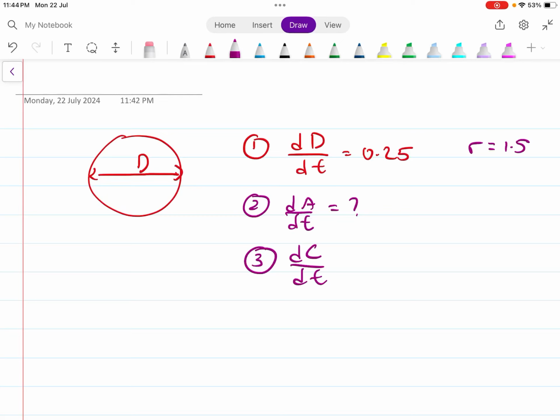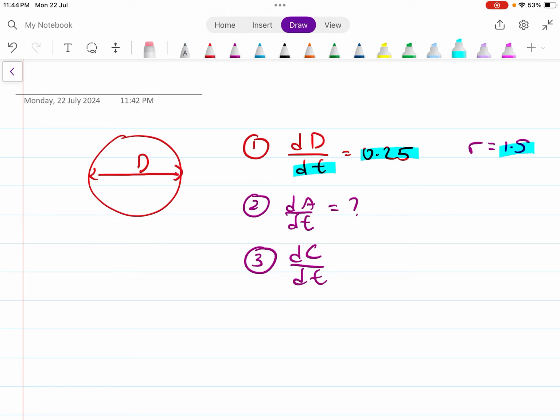Alright, let's go through this question. Question 1: we have a circular ink block that is expanding such that the rate of change of diameter with respect to time is about 0.25 centimeter per second. So it's as good as saying dD/dt is equal to 0.25. Find the rate of change of both the circumference and the area of the circle with respect to t when the radius is 1.5 centimeter, and give our answer correct to 4 decimal places.